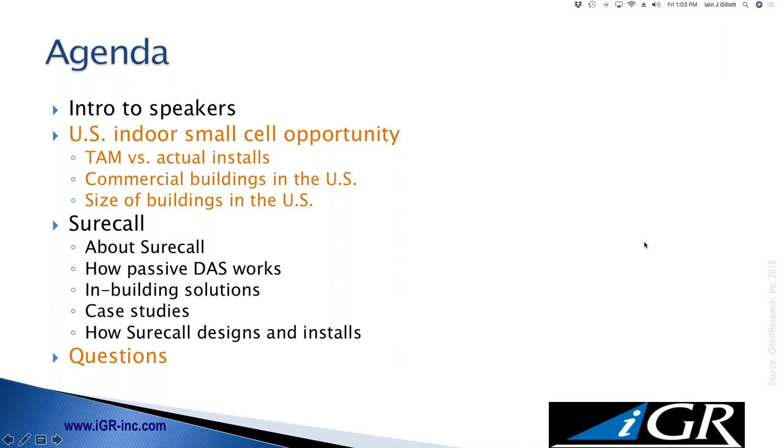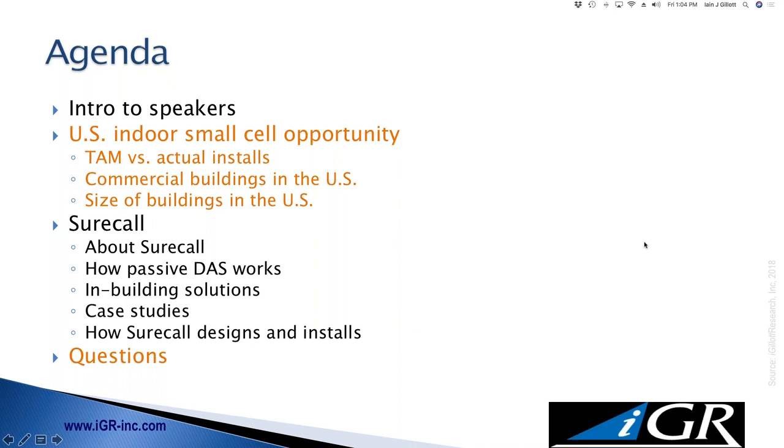Okay, so with that, I'll run through the agenda, then I'm going to introduce Frankie, and then we'll get into the content. So firstly, I'm going to kick things off and talk about the indoor small cell opportunity. I'm going to talk about basically how much opportunity there is in this space versus how many solutions are actually installed. We'll talk about the commercial buildings in the US in terms of the number of them and then the size of the buildings, and obviously, this is your market, this is the CRE market, but it'll give you an idea of the size of the problem.